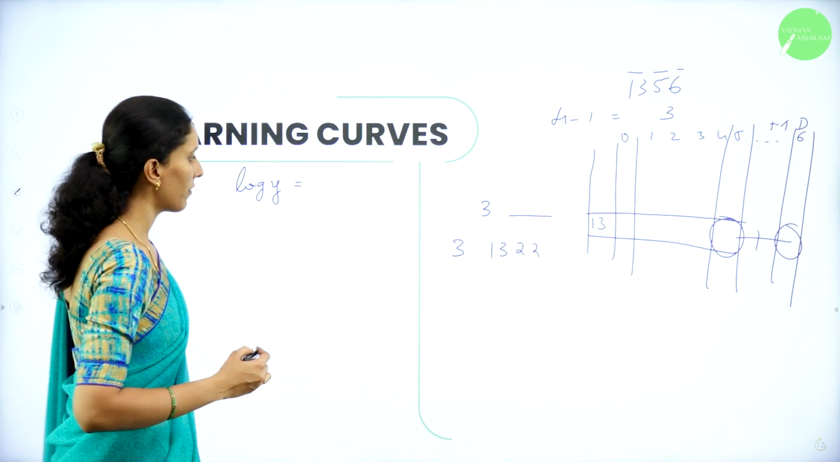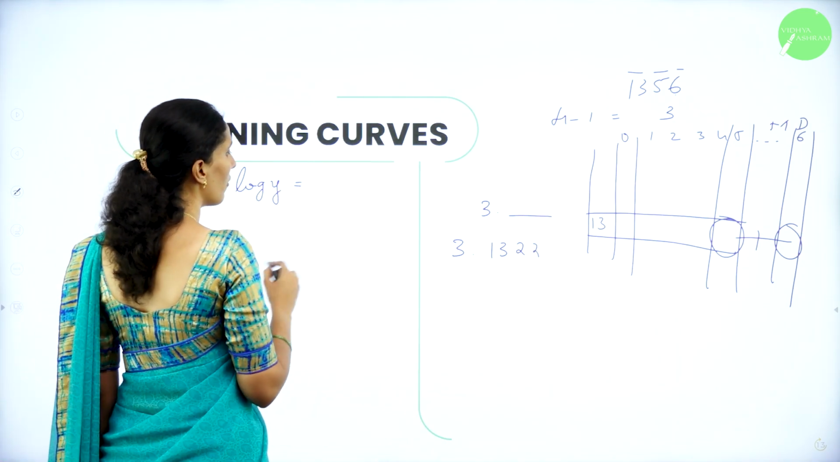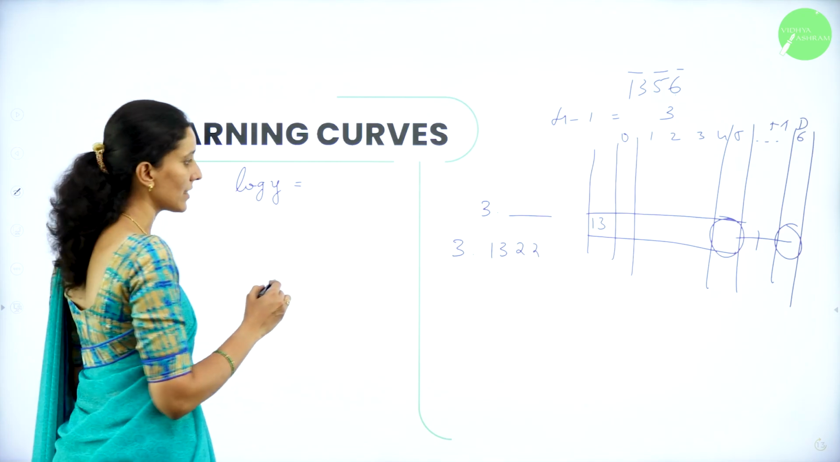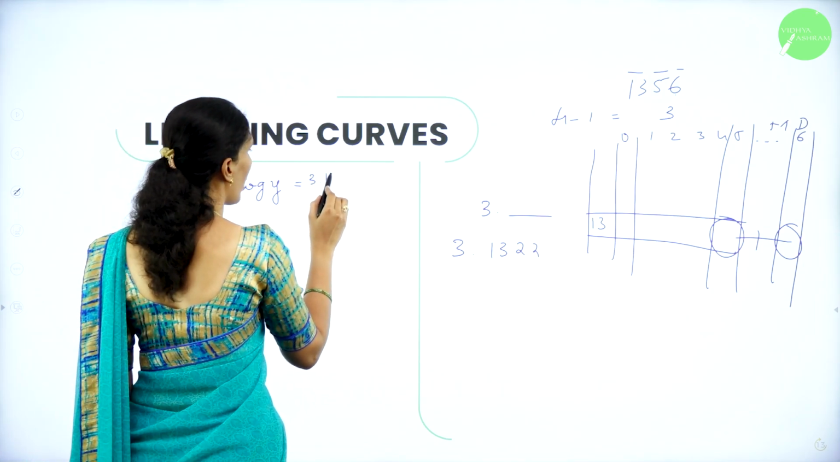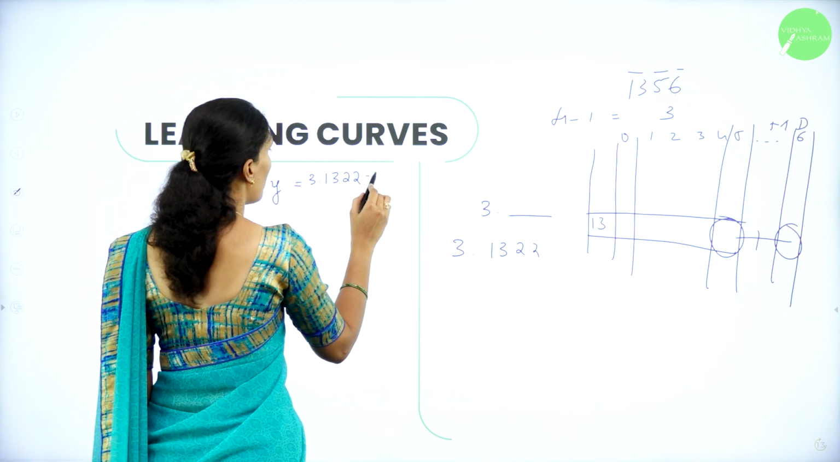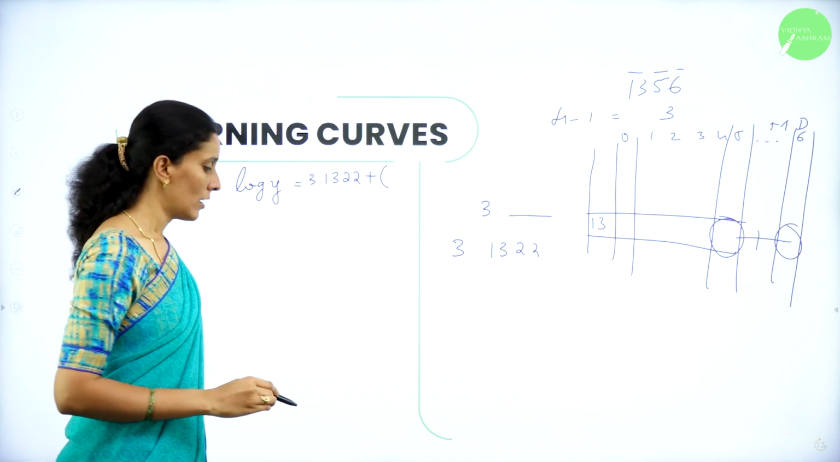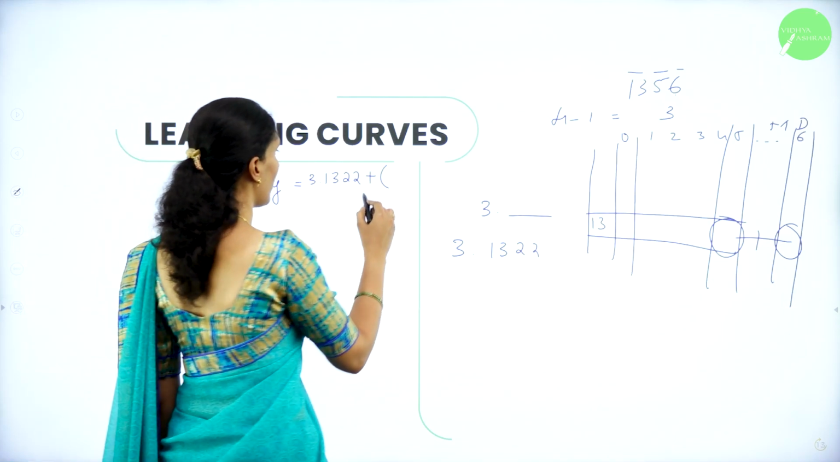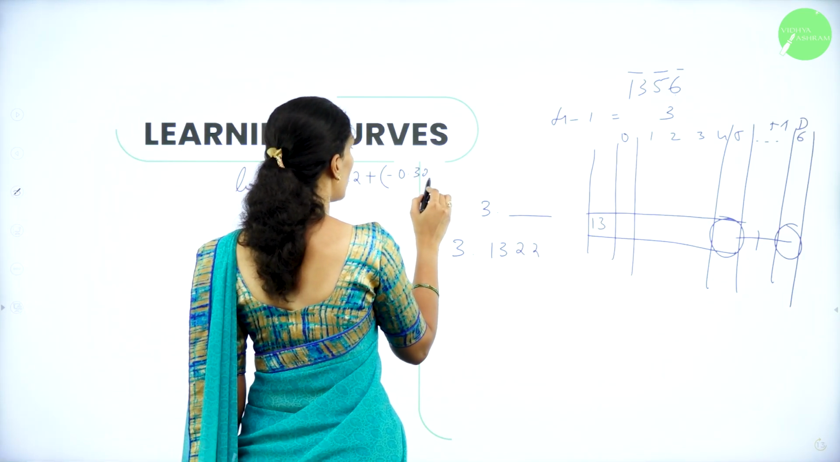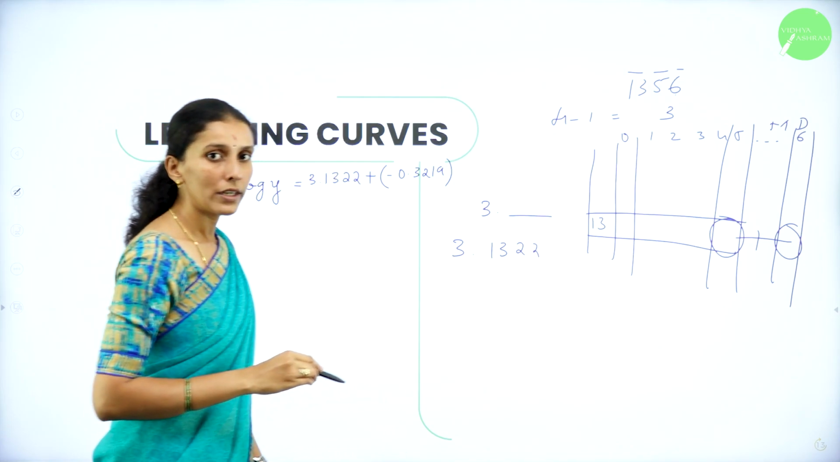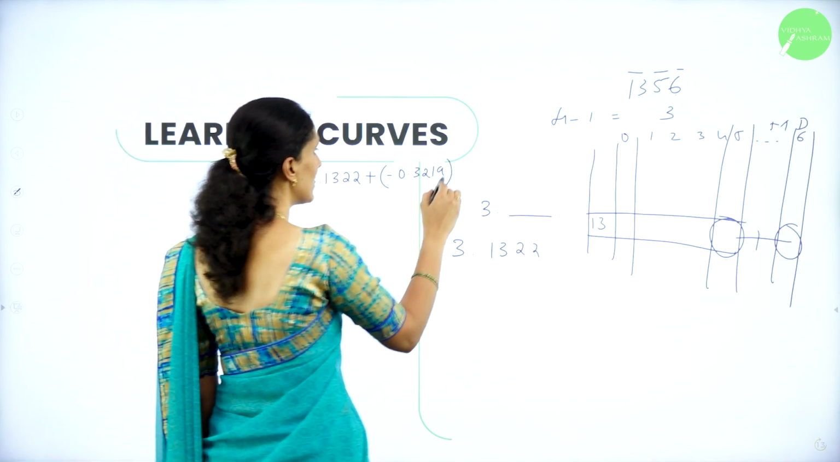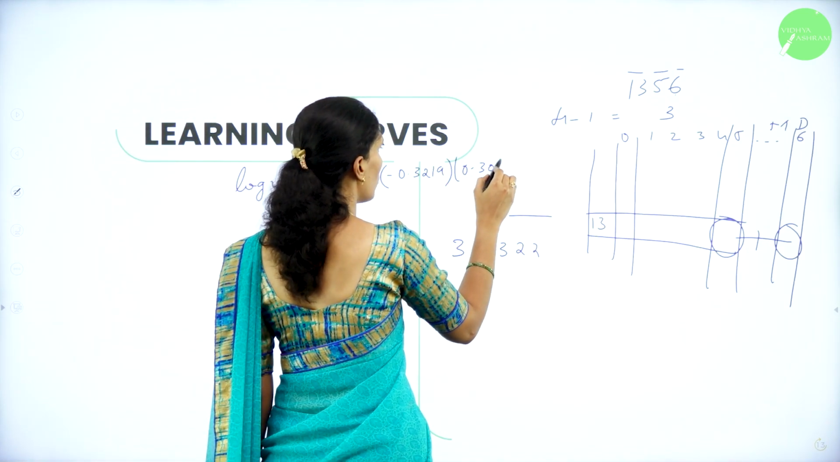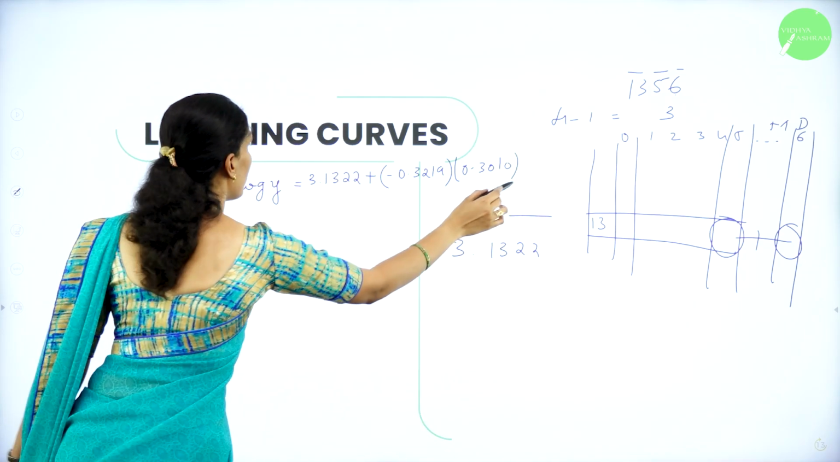Using the logbook you can find the value. So in the place of log 1356, I'll replace with 3.1322, minus 0.3219 into what is the value of log 2? It is 0.3010. Now multiply these two.